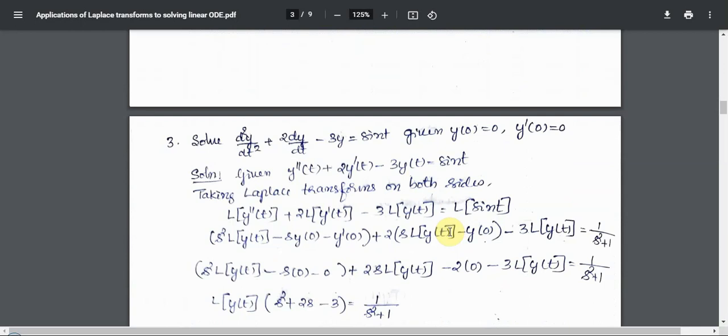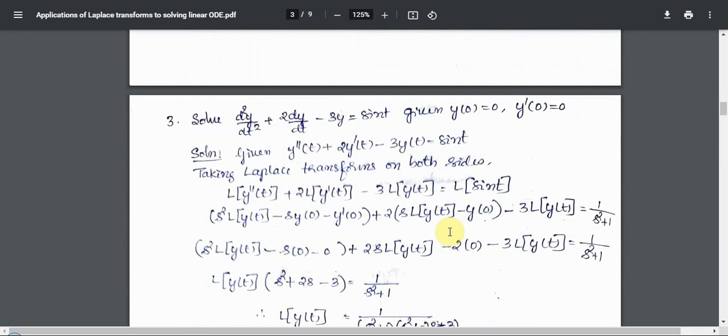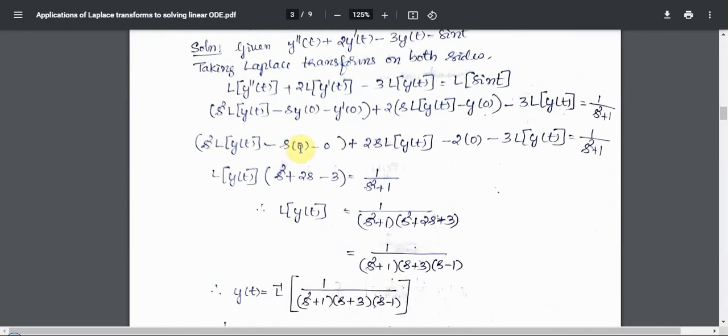Similarly, the third one, the solution is given over here. I have taken the differential equation expressed in terms of y dash and y double dash. I take the Laplace transform on both sides. Apply the formula for y double dash, y dash, 3 into L of y of t as it is. L of sin t is 1 by s square plus 1. Then simplify, put in all the initial conditions.